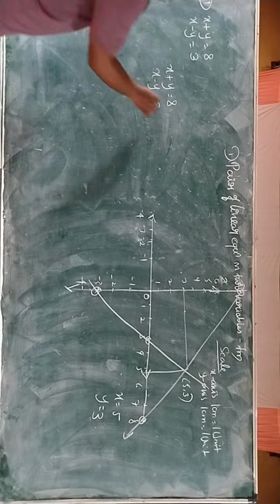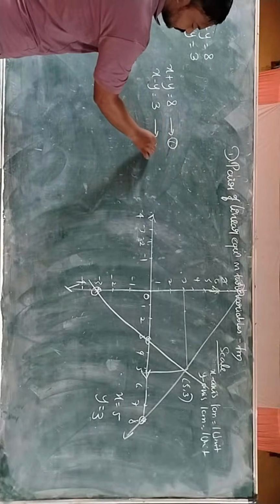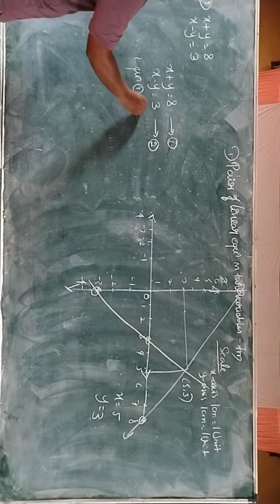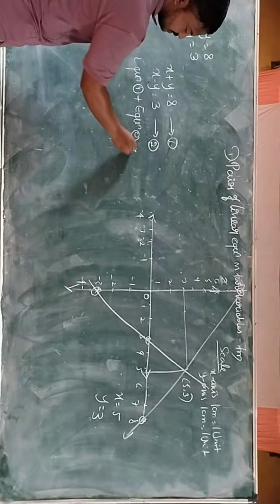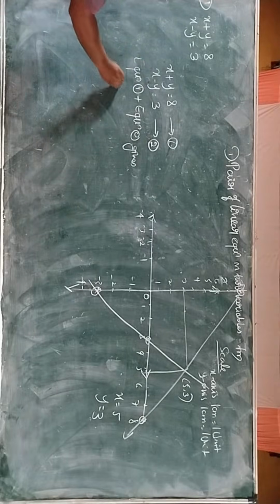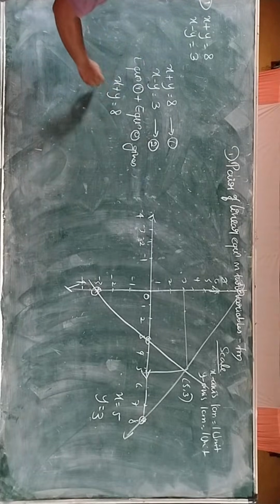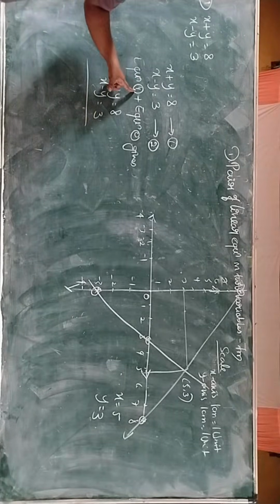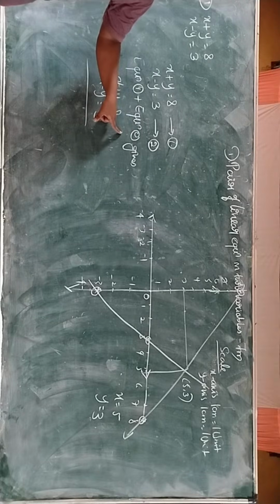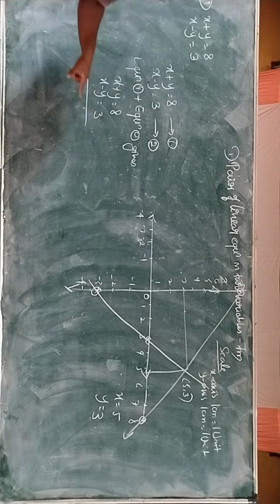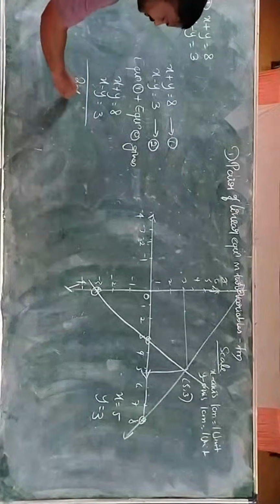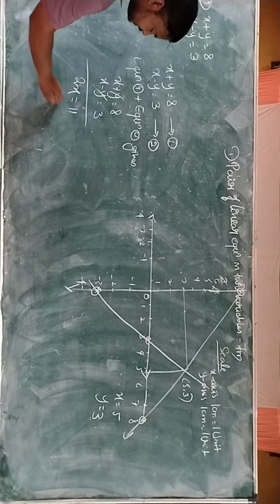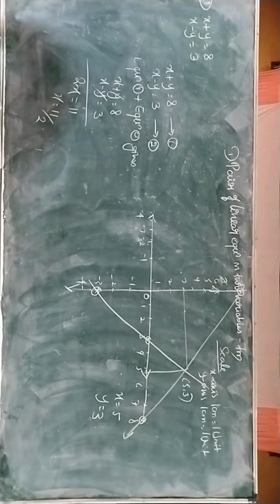So what I will do, equation 1 and equation 2. Equation 1 plus equation 2 gives x plus y is equal to 8 and x minus y is equal to 3. Here I am adding equation 1 plus equation 2. If I am adding, the sign remains same. Sign will not change. So x plus x, 2 times x, plus y minus y gets cancelled. 8 plus 3, 11. So x is equal to 11 upon 2.